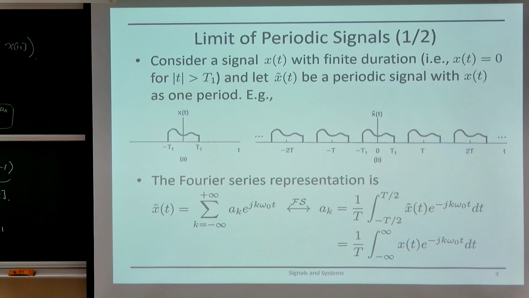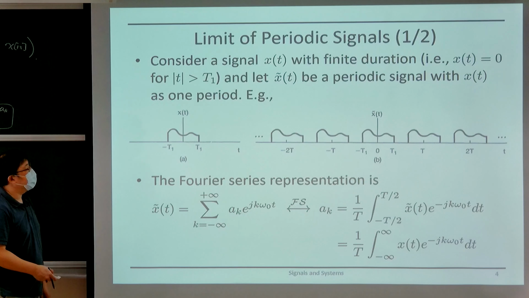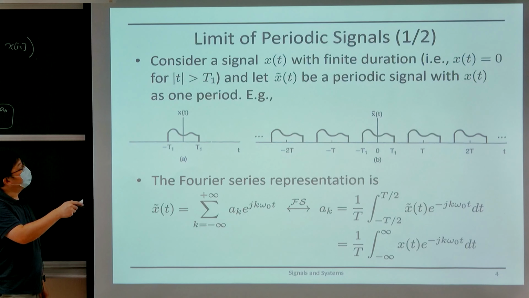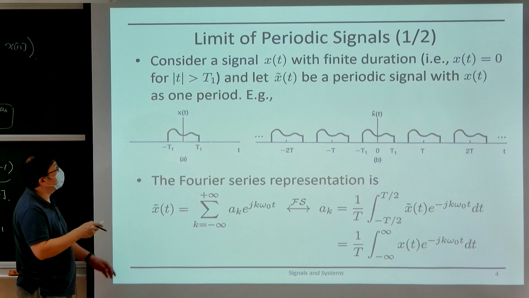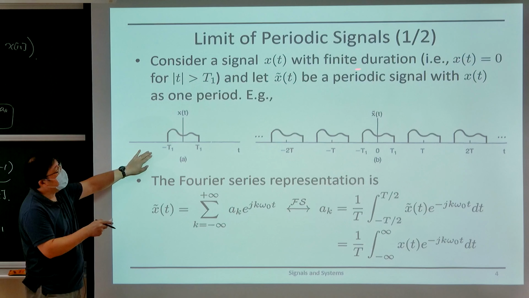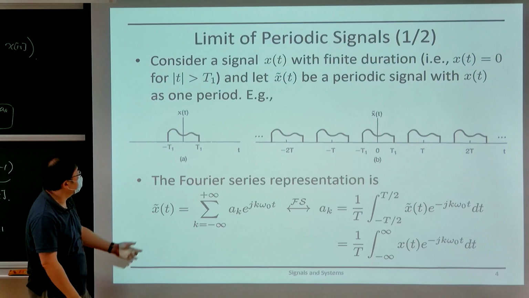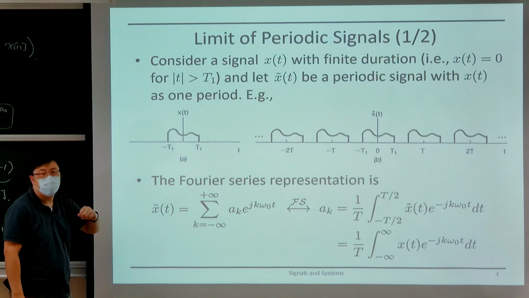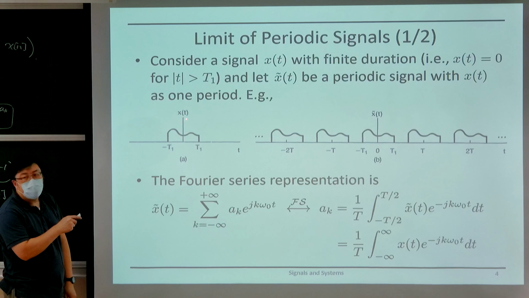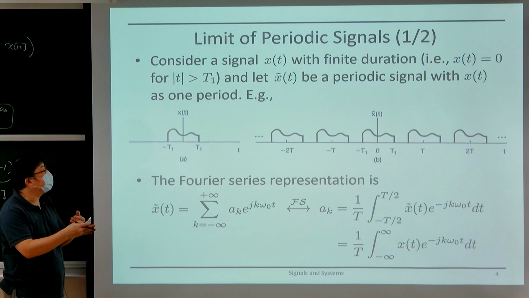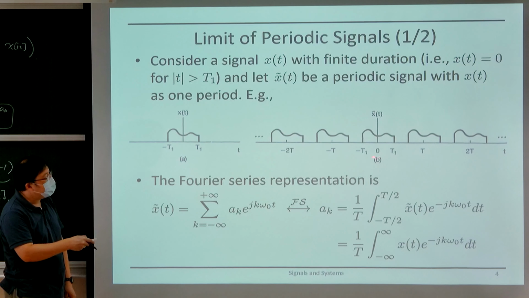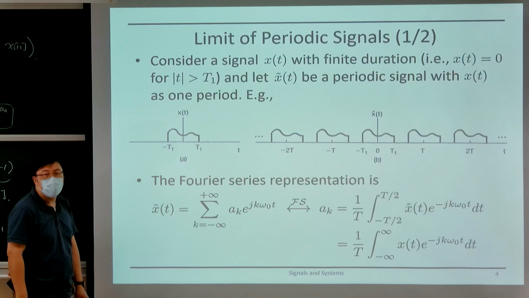Now, suppose that we're interested in looking at the Fourier analysis of this aperiodic signal x(t), okay? So suppose we have a signal x(t) that is of finite duration, meaning that it is non-zero only within a certain finite period, okay? So suppose that x(t) looks something like this, okay? And with x(t), I can construct a periodic signal x tilde(t) by repeating x(t) every integer multiple of capital T, okay?